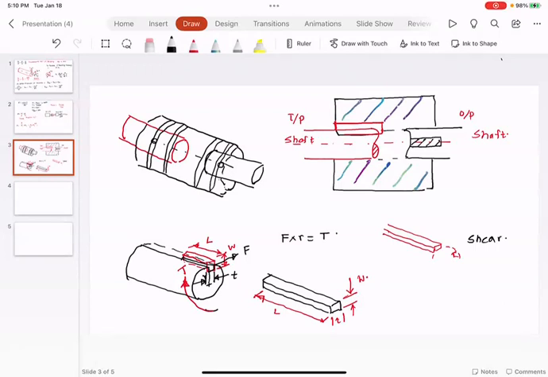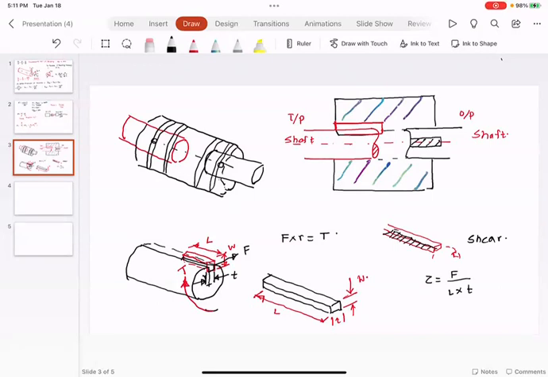So if I were to find out the cross-sectional area that is resisting the shear failure, do you agree with me that that area is going to be this one? So tau is equal to F divided by L multiplied by T. Do you agree with me? That is the area that is resisting the shear. So this is how the shear failure would happen.